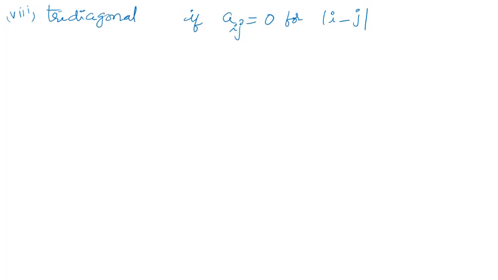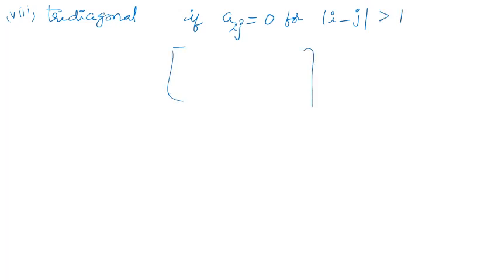Next one, the eighth one, tri-diagonal matrix. Upper triangular matrix, lower triangular matrix. Now tridiagonal matrix. A matrix is said to be tridiagonal when aij value is 0 for the difference i minus j greater than 1.